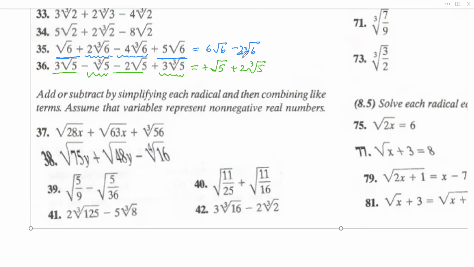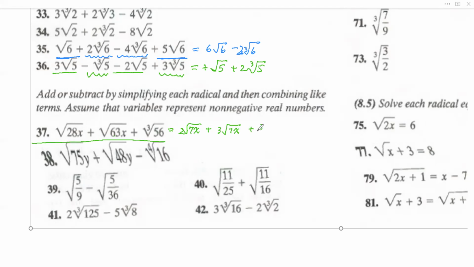Okay, let's go to 37. We see the numbers inside are complex composite terms that can be further simplified. So we need to simplify first before we combine, all right? Like I say, 28x, you can take 2 out, and the left is 7x. The same for this one: this is 9 times 7x, so take a 3 out, since the square root of 9 is 3, and the rest is also 7x.